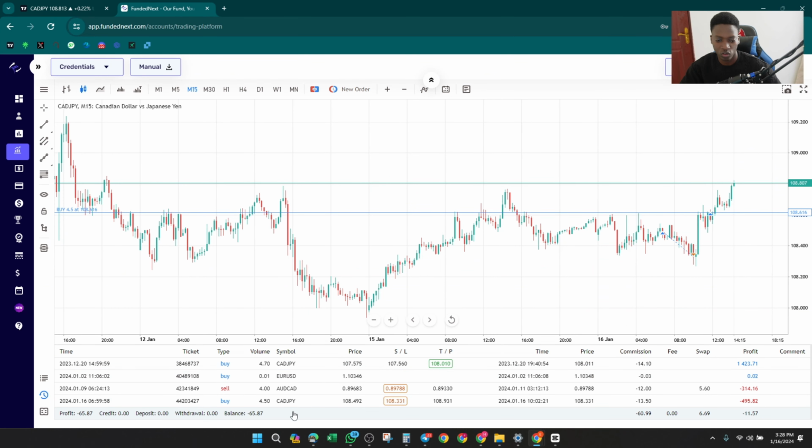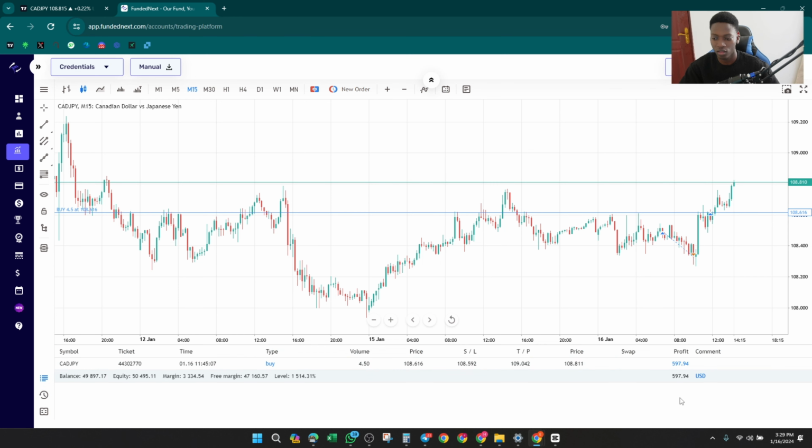Here's the same reflection on the Funded Next dashboard. The previous trade, which has just closed in negative, is here, negative almost 1%. And currently this is the running trade.